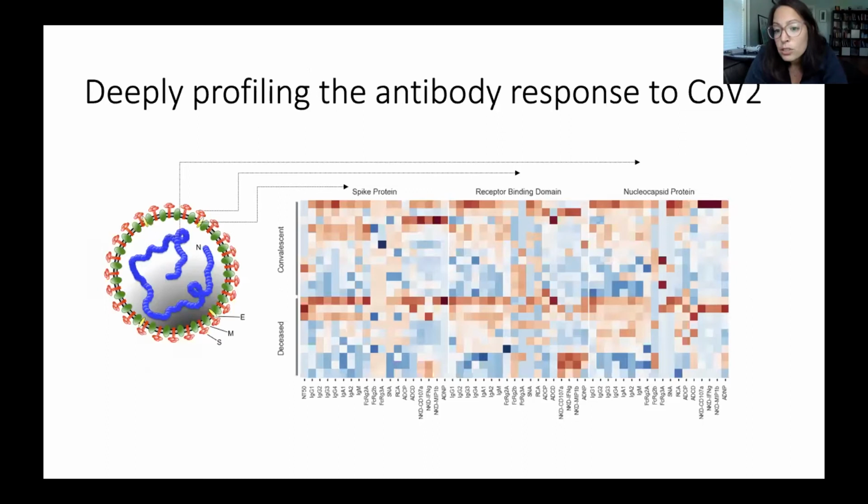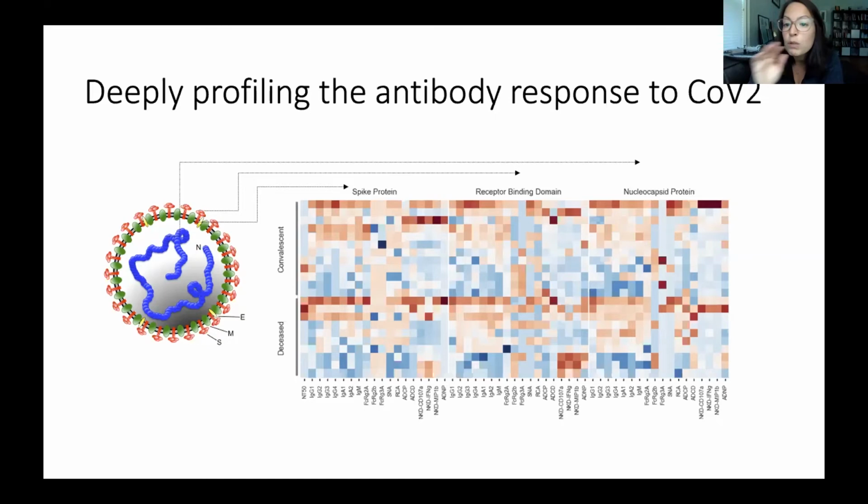So we captured a lot of data. Every line, every row represents a different individual we profiled, and every column represents a different feature of the immune response that we profiled. And again, we profiled the response against the spike. So this region here, the umbrella on top of the virus involved in attachment, receptor binding domain, the region of the spike that's involved in binding to the host cell. And again, to the nucleocapsid protein that's found within the virus that may not be important for immunity, but acts as a very important biomarker of the response to the infection.